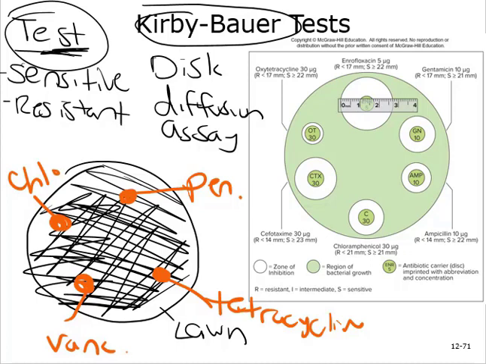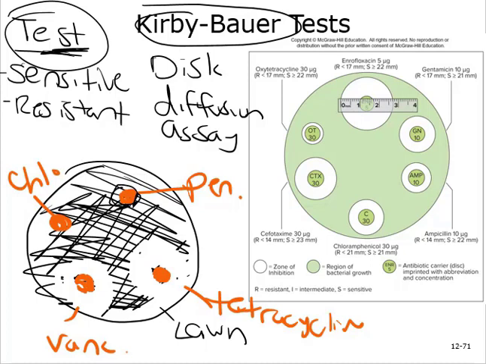So for example, vancomycin is a very strong drug against gram-positive bacteria, so you might see this big space where the antibiotic kills off the bacteria. Tetracycline is a very broad spectrum antibiotic, so you might see an even bigger space where the drug kills off the bacteria. And then penicillin, not so great, so maybe the bacteria still grow even around the penicillin disc.